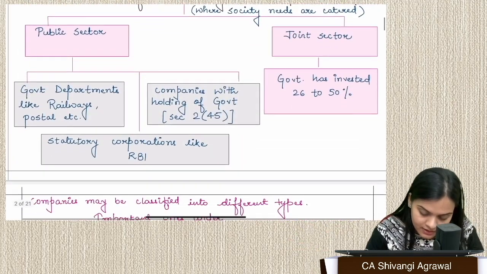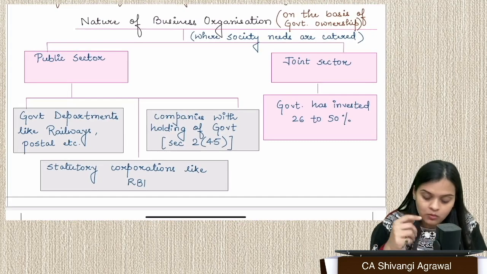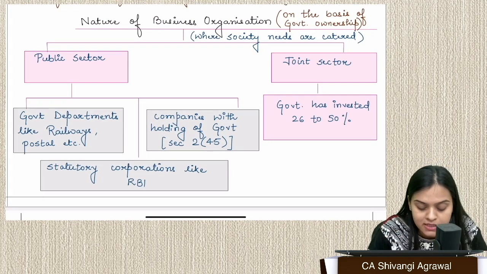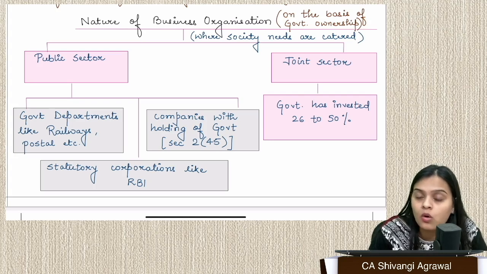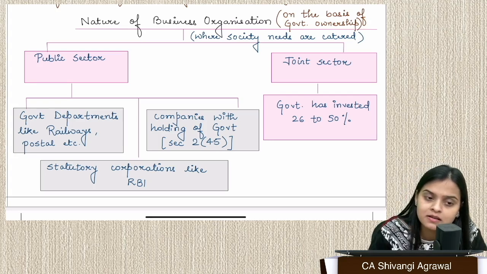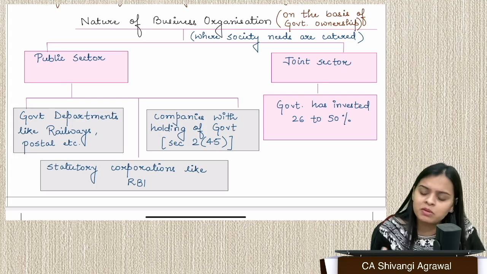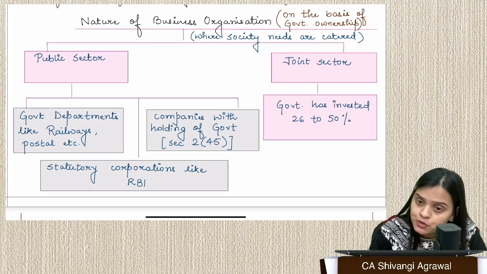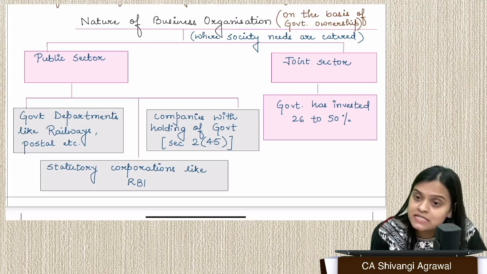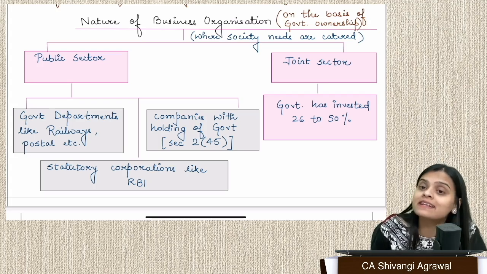Next is the nature of business organization on the basis of government ownership. Now, what are we talking about over here, ma'am? See, we are not talking about all the types of business organizations that we have in India. We are talking about those business organizations in which the government is making an investment. The government may make the entire investment, or a huge investment, or a lesser investment also. Usually, whichever sector the government is making an investment in tends to be a sector which society needs.